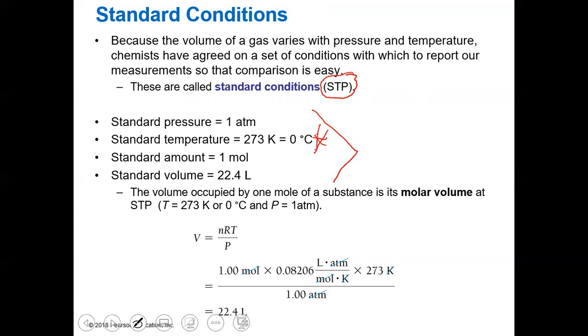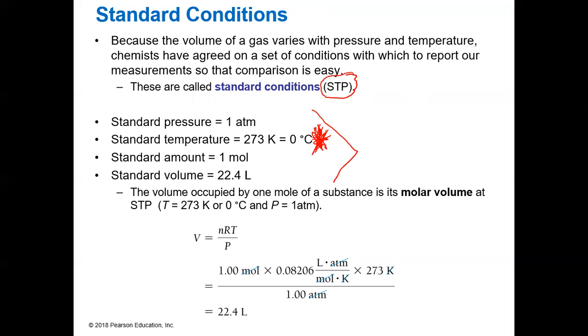People, myself included, confuse this a lot because in the last chapter, when we were talking about standard states, we wanted everything at 25 degrees Celsius. So I'll see that mistake a lot, and I make that mistake a lot. So just remember 273 K and 0 degrees Celsius. Okay? Then the standard amount is 1 mole.